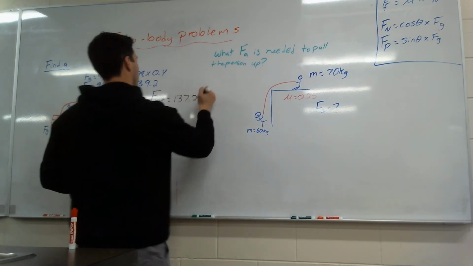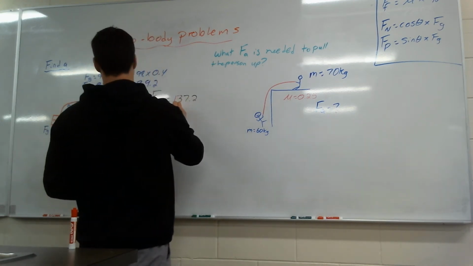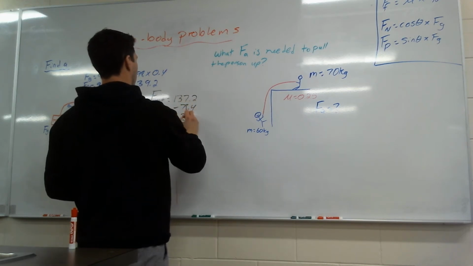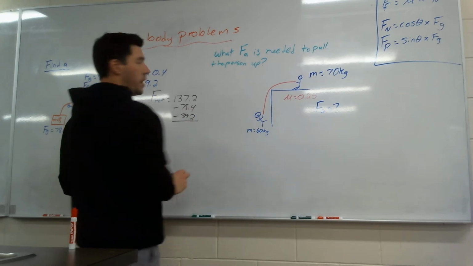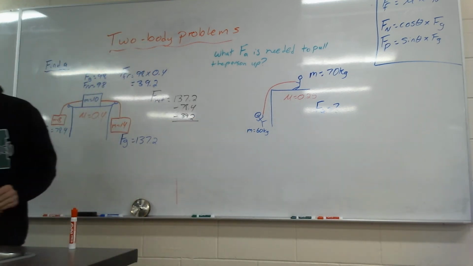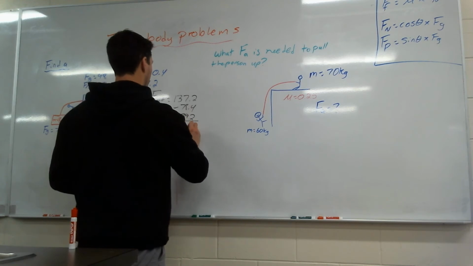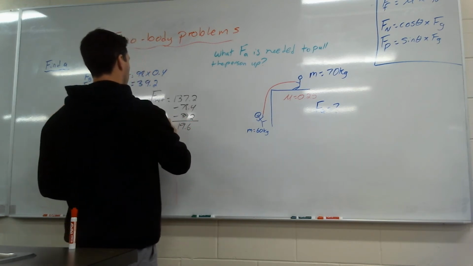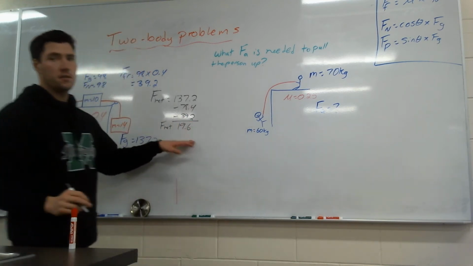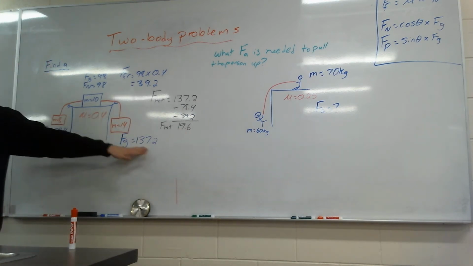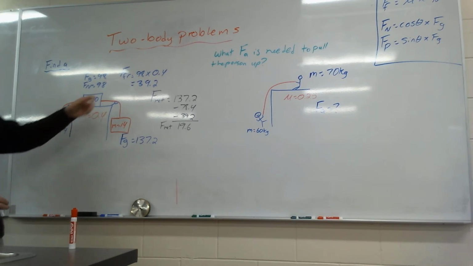Okay, so 137.2 minus 78.4, as well as minus 39.2. In the end, I get a net force of positive 19.6. So there's my force net, 19.6. Again, that's this minus this force of gravity as well as the force of friction.